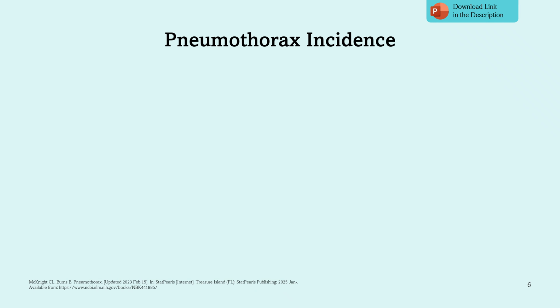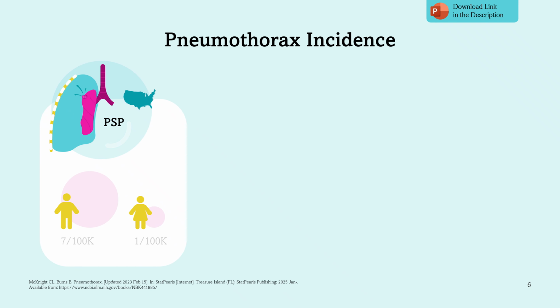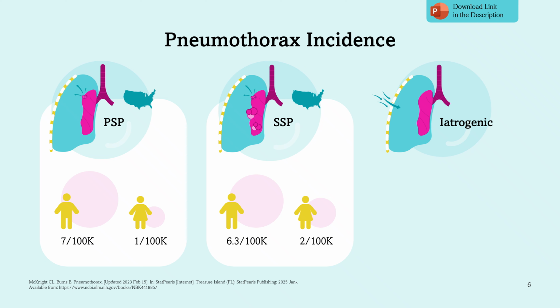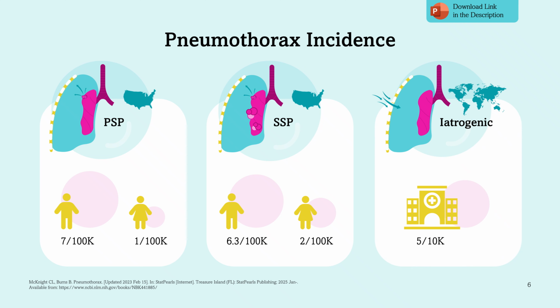Pneumothorax incidence varies significantly by type. Primary spontaneous pneumothorax occurs in approximately 7 per 100,000 in the male population annually and 1 per 100,000 in the female population, while secondary spontaneous cases are at 6.3 per 100,000 in the male population versus 2 per 100,000 in the female one. Iatrogenic pneumothorax resulting from medical procedures has an incidence of 5 per 10,000 cases.